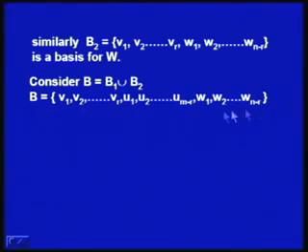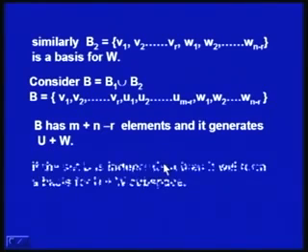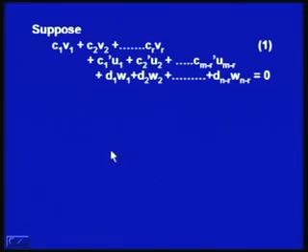So how many vectors will be there? We will have v1, v2, up to vr vectors, then u1, u2 up to um minus r, and w1, w2 up to wn minus r. So B1 union B2 will be this set, and it will definitely have m plus n minus r elements, and it generates U plus W. If the set B is independent, then it will form a basis for the U plus W subspace. So we have to prove that these are independent vectors.